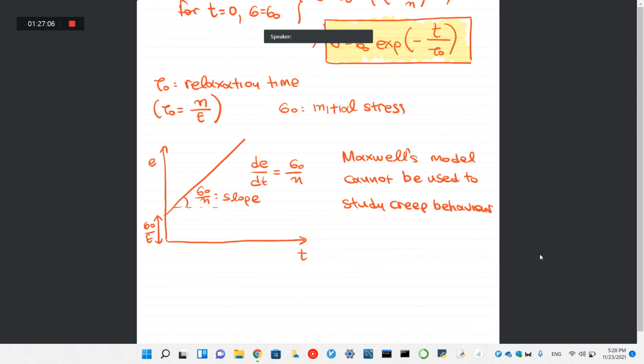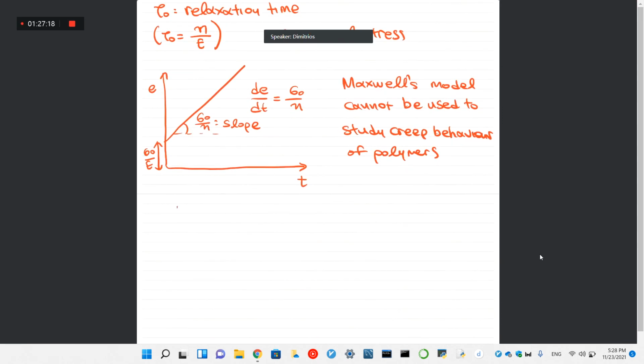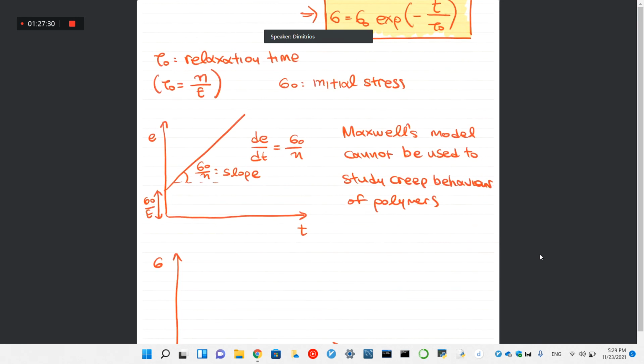Okay, that is for creep. Now let's have a look at the relaxation curve. For relaxation, we said that we have a constant strain and we measure the stress over time. Time is here, stress here. In this case, we have this equation, sigma 0 exponent of minus time over the relaxation time. So this behavior is represented by a graph that looks like that.